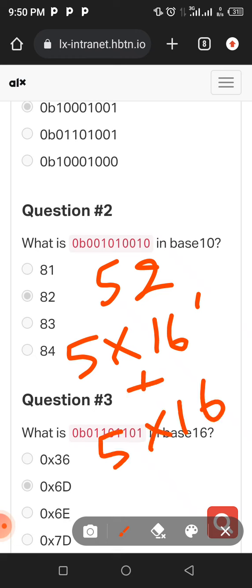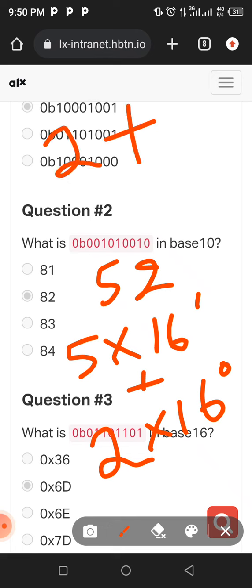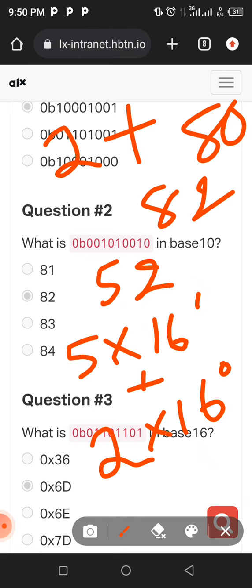So 16 raised to the power of, 2, not 5. Mistake. 2. So 16 raised to the power of 0 is 1. 1 times 2 is still going to give us 2, plus 16 raised to the power of 1 is 16. Then 16 times 5 is going to give us 80, which is going to give us 82. You can see that. So that's the simple logic there. So that's that for question 2.